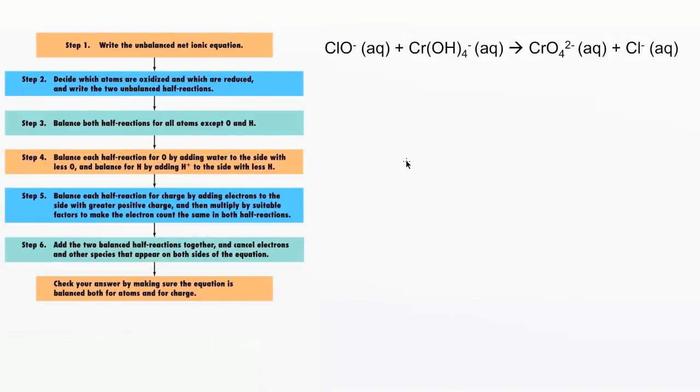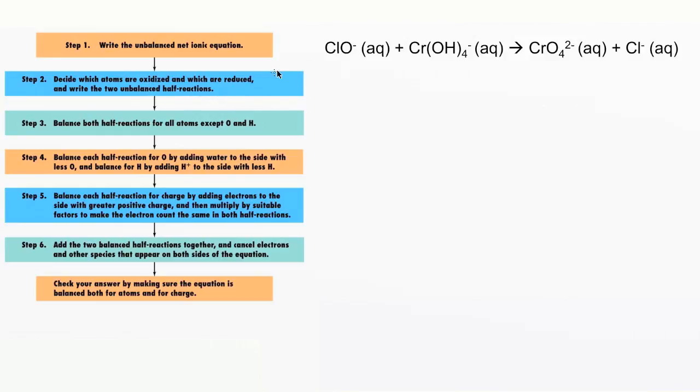Alright folks, in this video I'm going to show you one more example about how we balance the oxidation reduction reaction in acidic conditions. Here is the flowchart we used in our lecture, and in this video we're going to follow it. This is the equation that we need to balance. The first step, write the unbalanced net ionic equation. This equation has been given. So let's go to step 2.